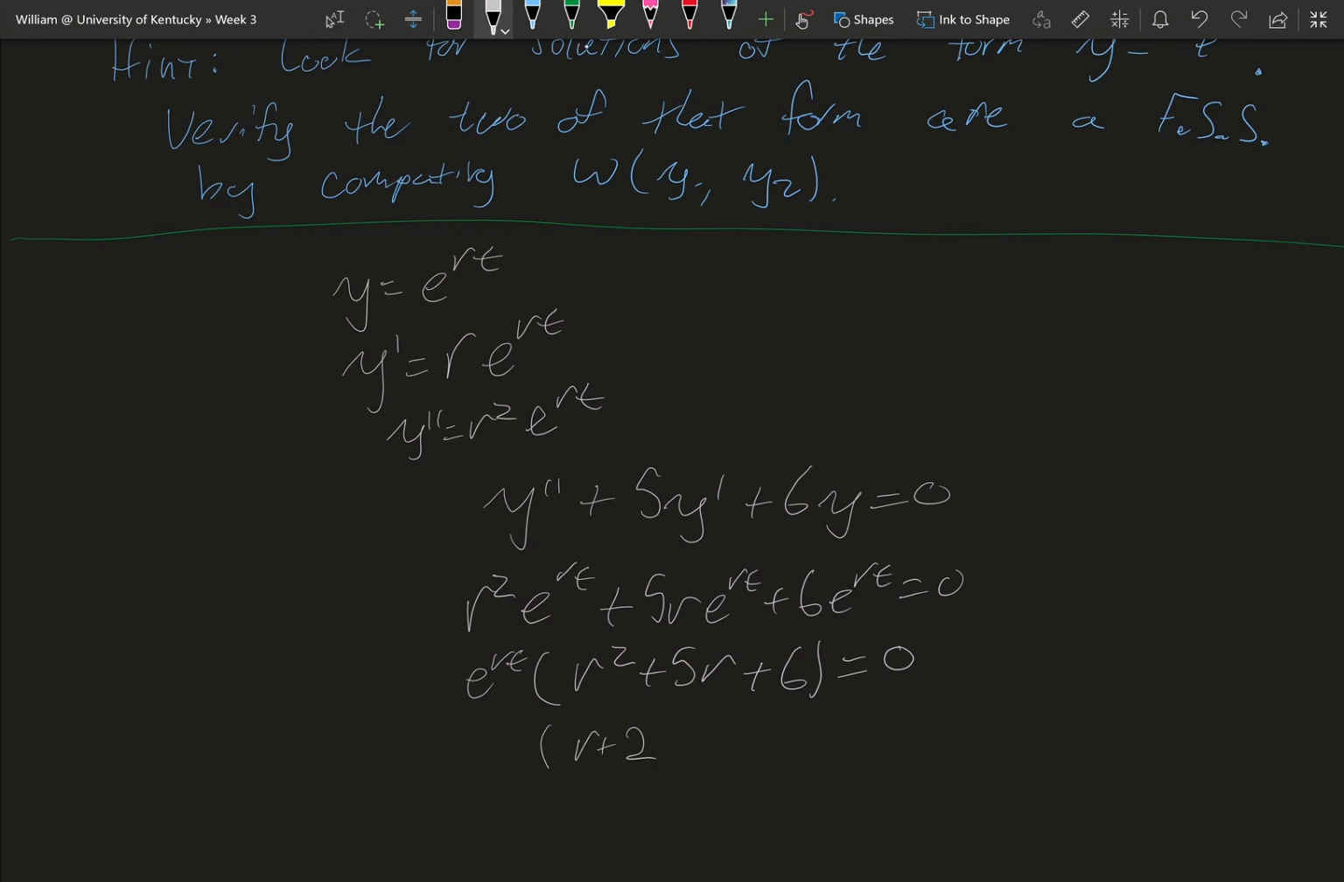That factors as (r plus 2) times (r plus 3). So we get two solutions, say y1 is e to the negative 2t, and y2 equals e to the negative 3t.